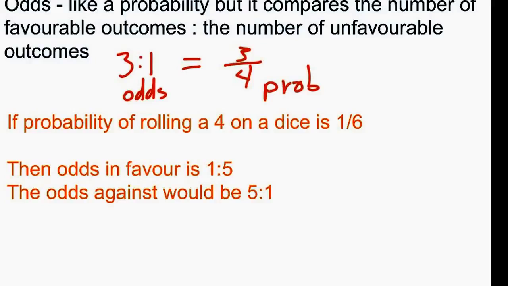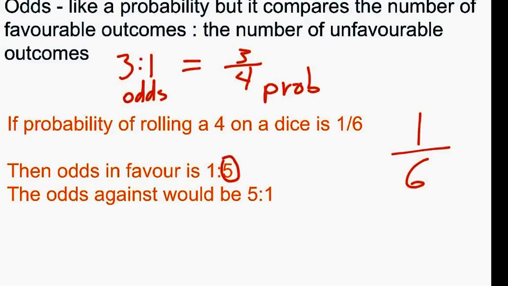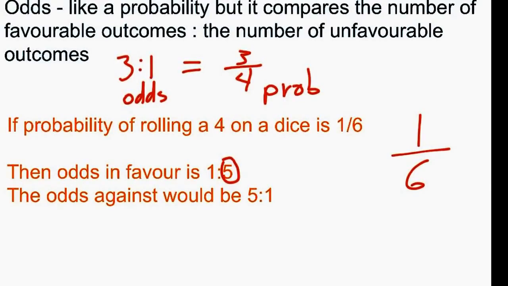Okay, so let's just do an example. So what's the probability you roll a 4 on a dice? Well, it's 1 out of 6. There's one 4 out of 6 spots. So the odds in favor, well, there's one 4 that we want, and then there'd be 5 numbers that we don't want. So you'd write it as 1 to 5.